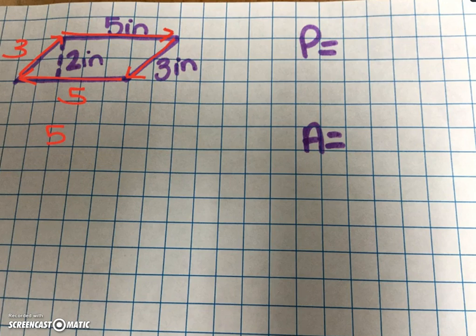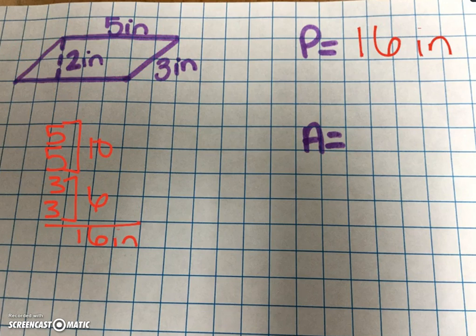So this time I'm going to do 5 and 5, that makes 10. And 3 and 3, that makes 6. So that's a total of 16 inches. The perimeter is 16 inches. Now the area, I also have a formula. I'm going to use my handy dandy mathematics chart. And the area equals base times height again, which is the same as for the rectangle.